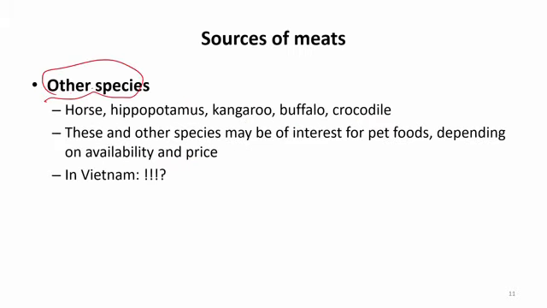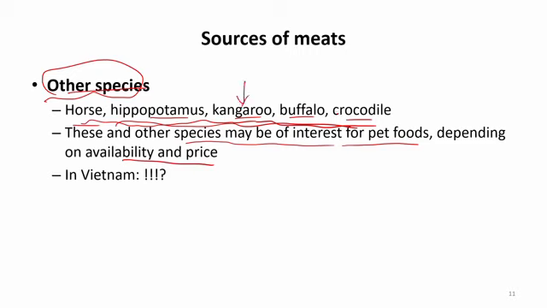Meat can also be from other species of animal as well, like horse, hippopotamus, kangaroo, buffalo, crocodile, and so on. These and other species may be of interest for pet foods depending on the availability and price. So depending on country to country, region to region, people may have meat from other species, like kangaroo in Australia, like buffalo in many Asian countries. In Vietnam and in some other countries, people also may eat crocodile meat as well.